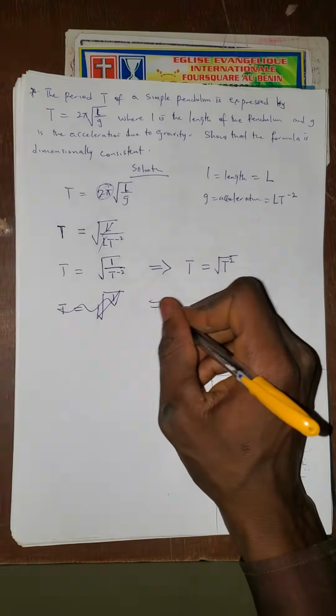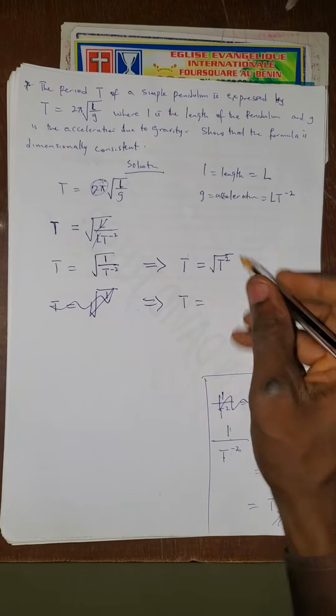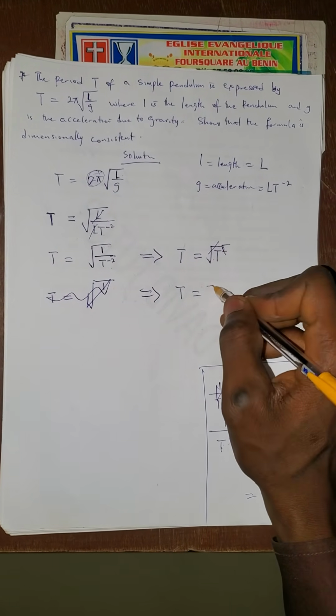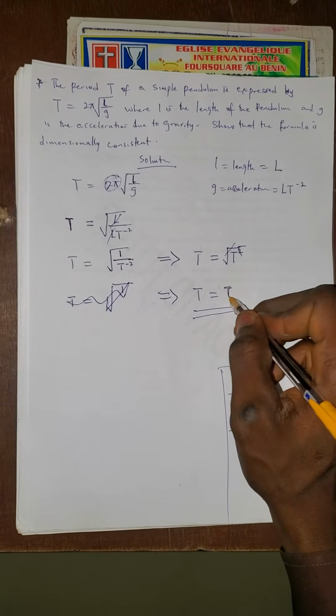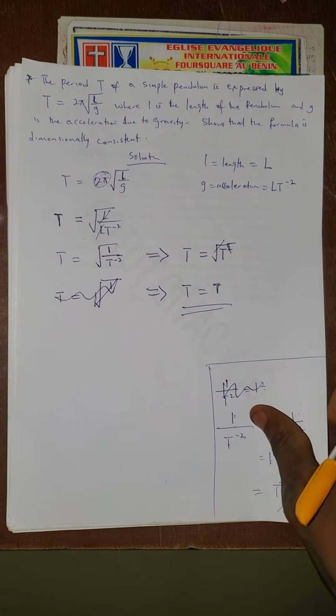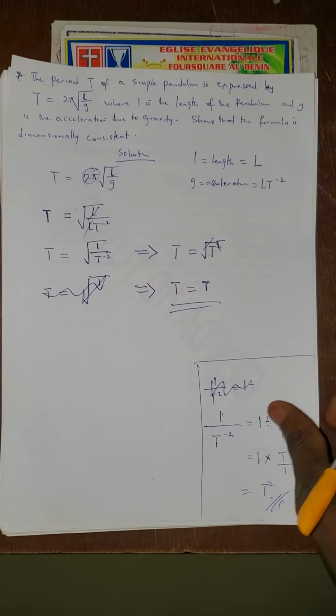Now if you check this very well, this becomes t is equals to, the square root here will cancel the square here. So what remains is t. So t is equals to t. So that shows that the formula is consistent. So that's how to do it.